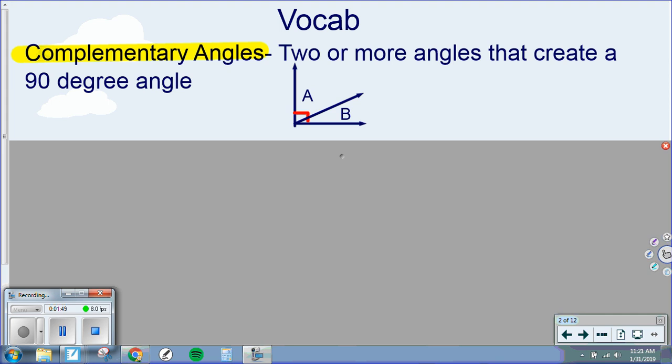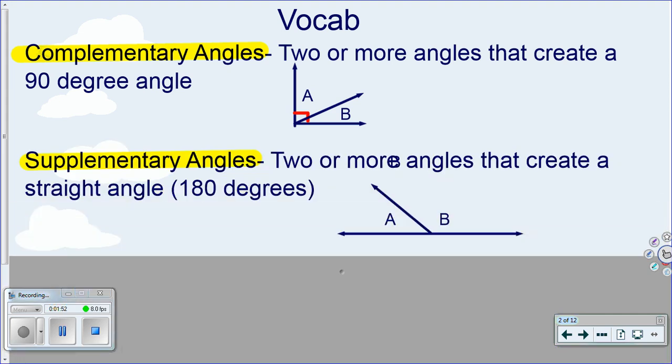The next vocabulary word we're going to focus on is supplementary angles. Supplementary angles are 2 or more angles that create a straight angle. A straight angle. They have to add up to 180 degrees. Your graffiti today also told you another word. It's not just a straight angle or a supplementary angle. What else did it say they are called? Right angle? No, not right angle. A linear pair. Linear. We talked a lot about linear in the last 2 chapters. A line, a straight line, linear pair.